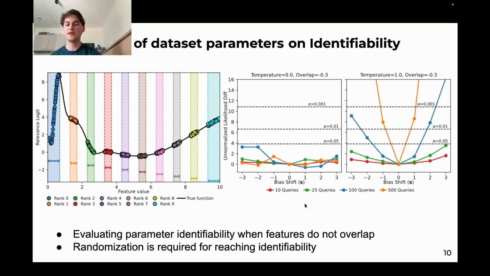When we introduce randomness, so if we introduce swaps in these rankings, we are theoretically again identified, and we can see this in that when we simulate enough queries, then we are exceeding the threshold and we are identified.